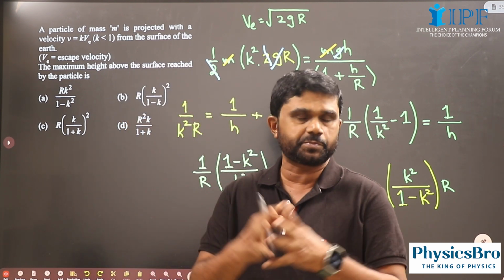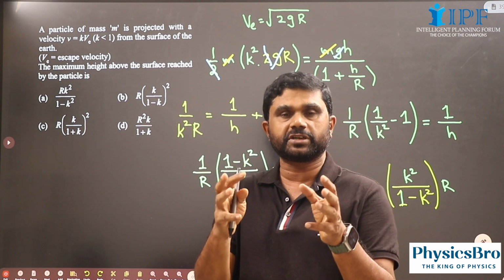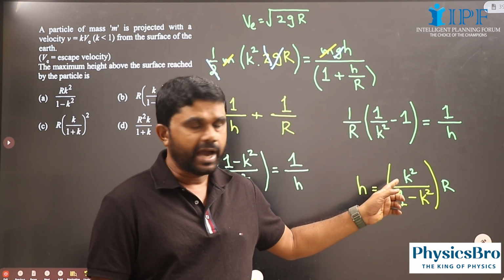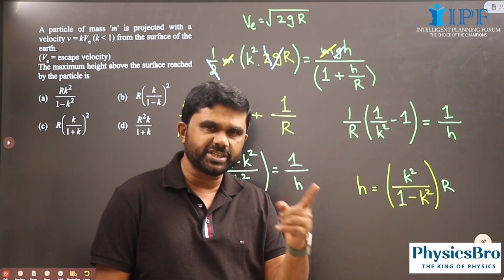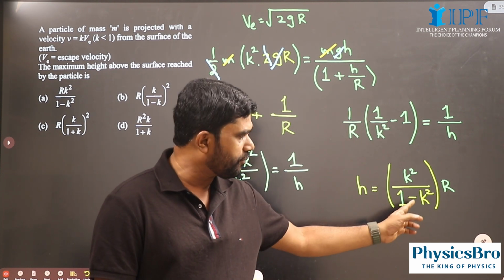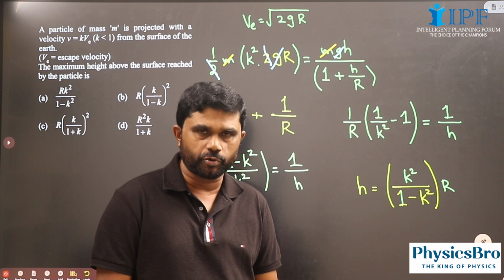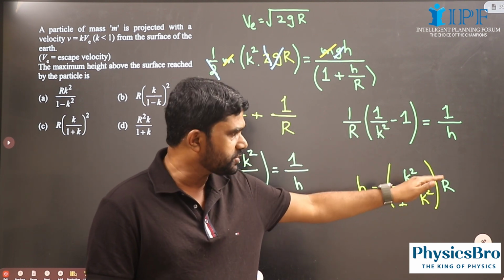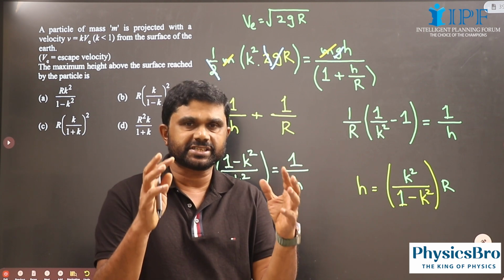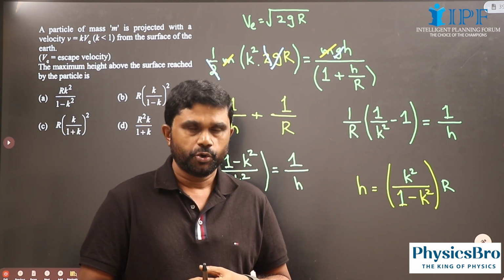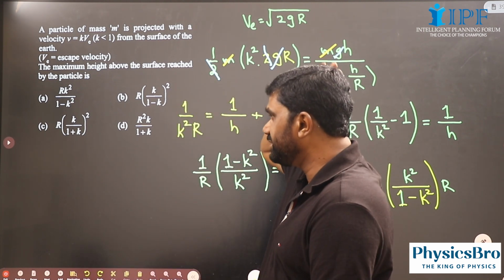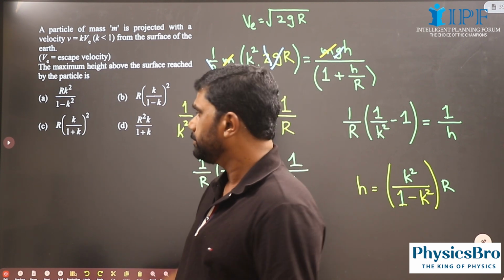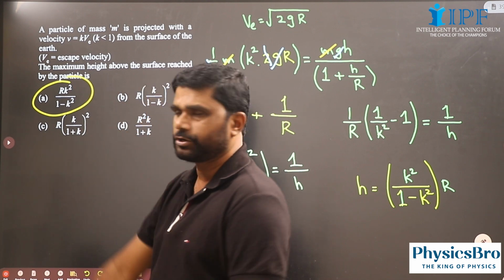That is the beautiful expression. Suppose a body is projected with half the escape velocity, then k equals 1 by 2. In the numerator you will get k square, which is 1 by 4, and in the denominator 1 minus 1 by 4, which is 3 by 4. 1 by 4 divided by 3 by 4 is 1 by 3. So the maximum height attained by such a particle will be r by 3. So if the value of k is given, you can easily find the maximum height attained by the particle. This is the correct option.